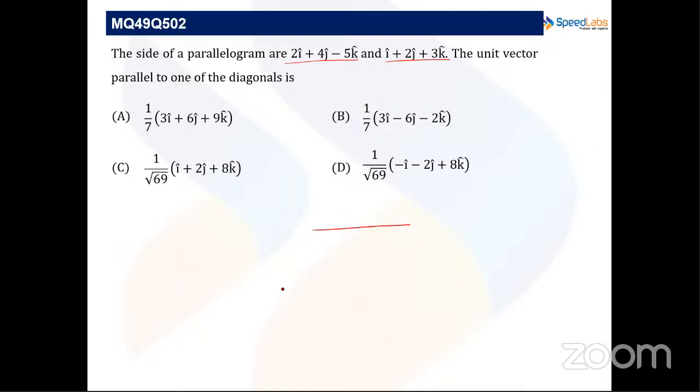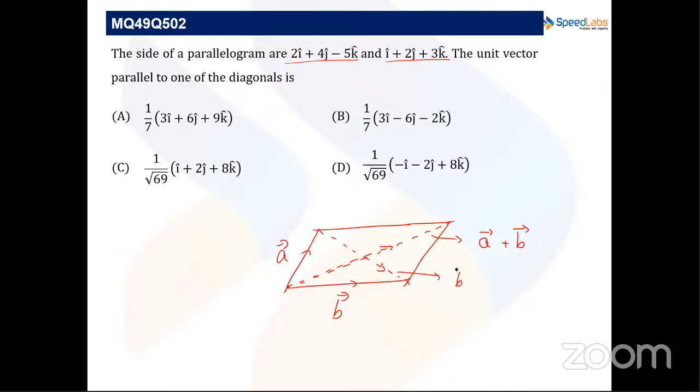So if we have the two sides of a parallelogram, let's say this is A and this is B, then one diagonal is given by vector A plus B. And the other, from the triangle law, we can see that A plus this vector will be equal to B, so this will be given by B minus A. So let's find the first diagonal.